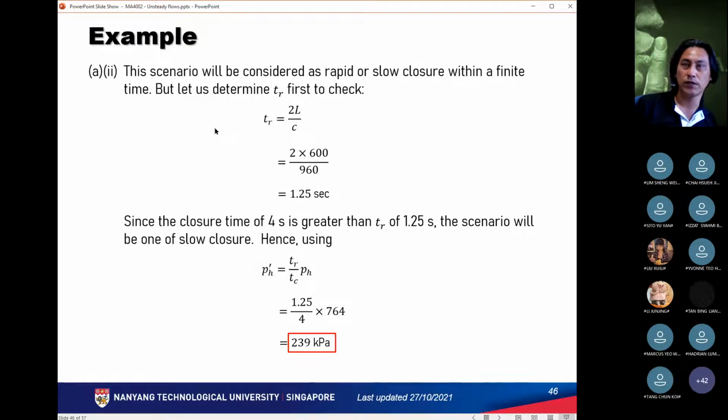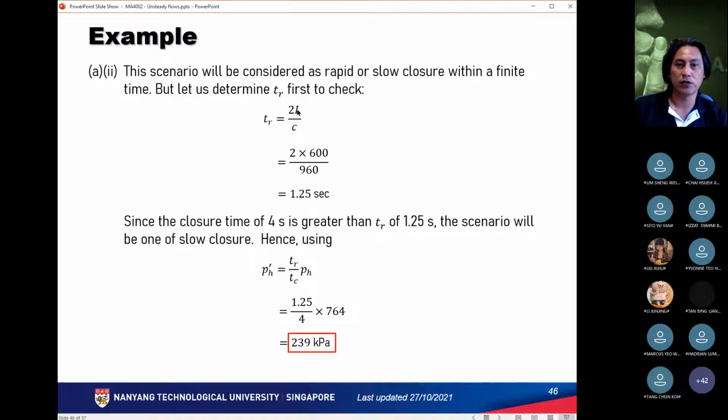First thing first, how do we know it's a rapid closure or a slow closure? What we can do is to first calculate the reflection time and then compare the 4 seconds with the reflection time. The reflection time tells us how long the pressure wave takes to propagate upstream, get reflected at the inlet, and propagate downstream again before hitting the valve.